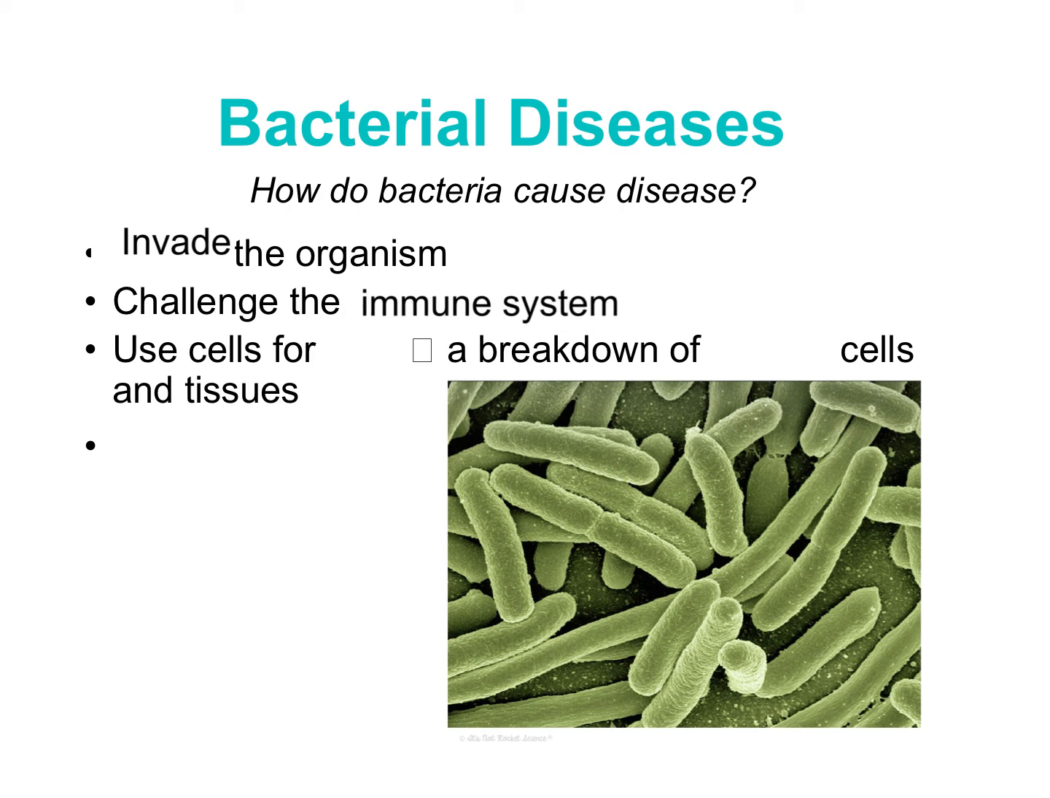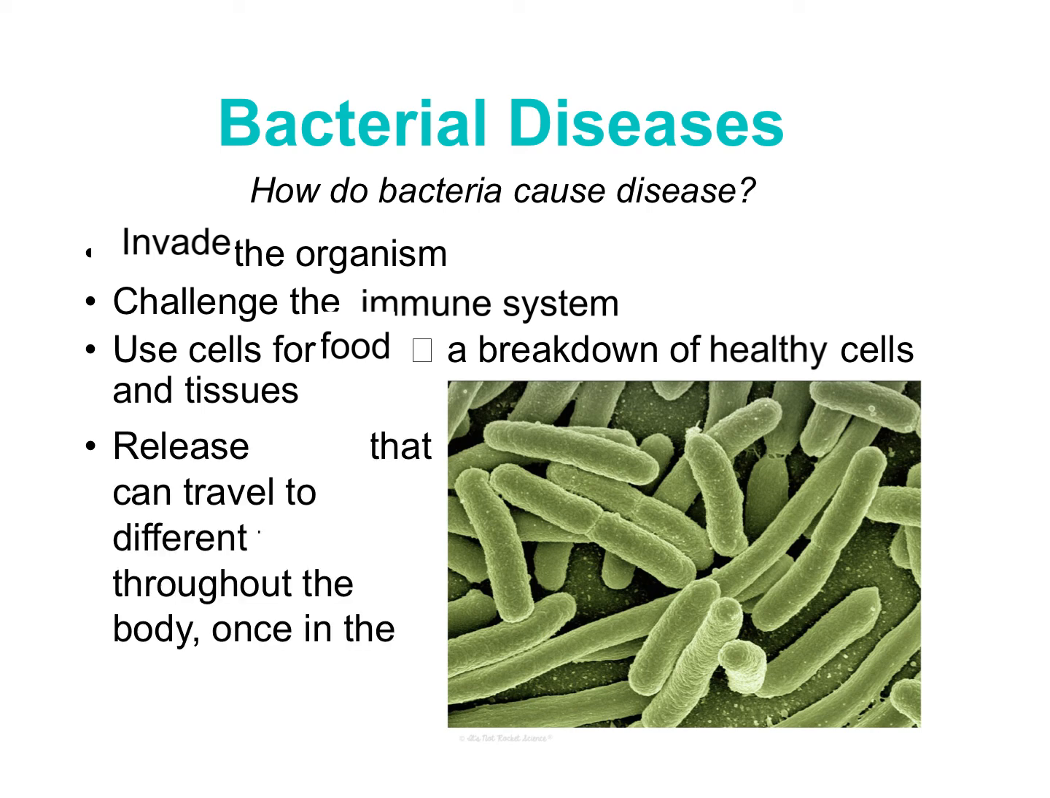So this is where they must win. They must be stronger than our immune system for them to actually make us sick. They're there all the time, but they don't always win this challenge. And they're going to then use our cells for food, and they're going to have the breakdown of our healthy cells and tissues for that source of food. And now that they've won this challenge, they're going to release toxins that can travel to different tissues throughout the body. And then once they're in the bloodstream, this is just going to continue over and over again.